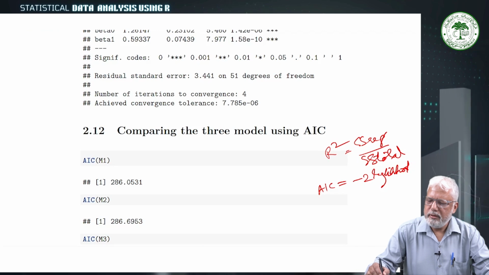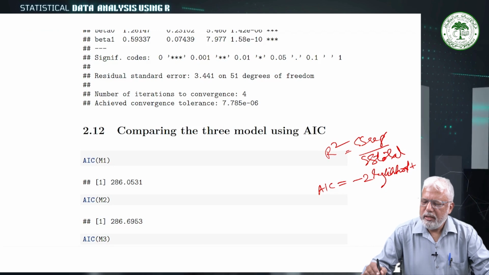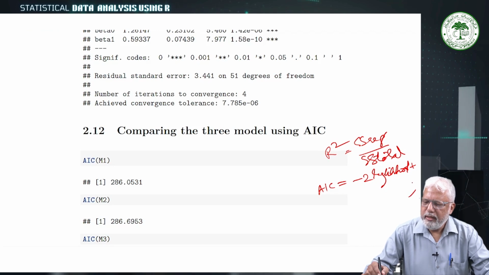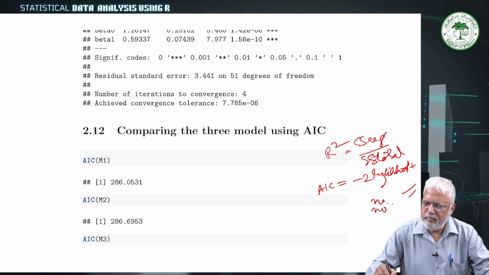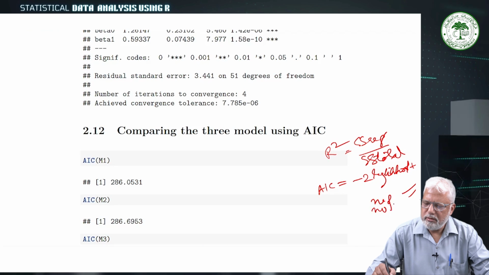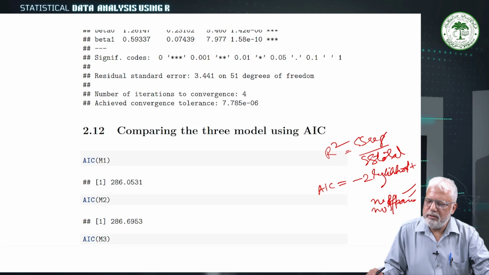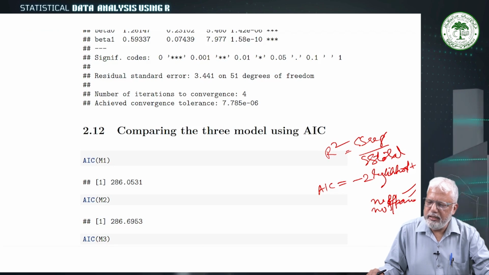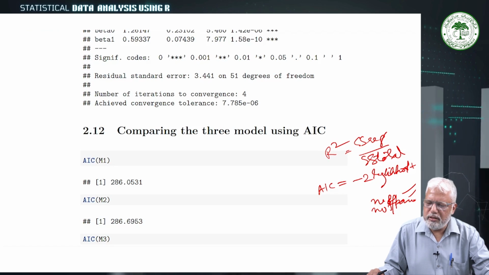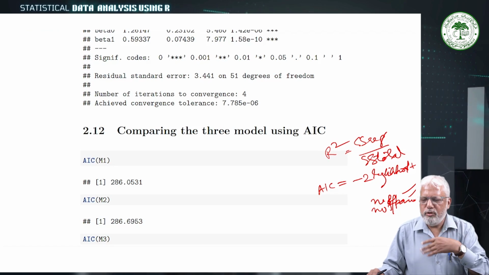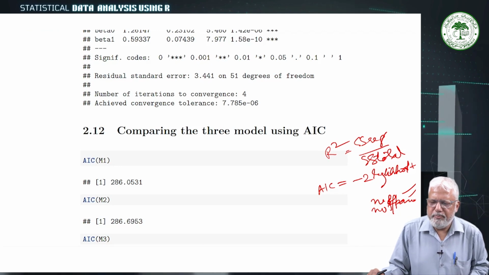plus 2k. K stands for the number of parameters. So it is AIC, Akaike information criterion. Since it involves this 2k as the penalty term, and the likelihood involves each observation, that's why it is a better criterion for comparing the models.